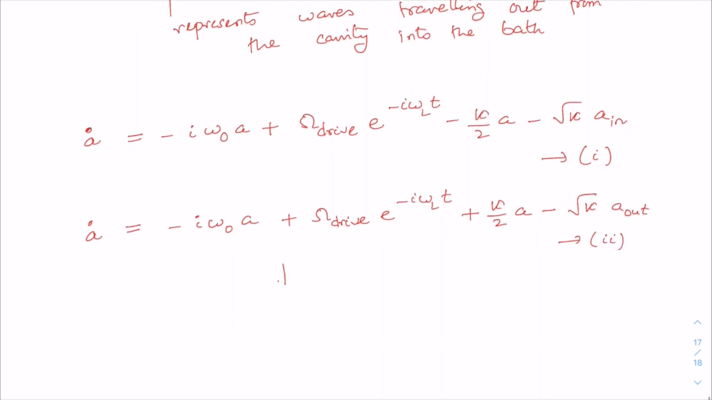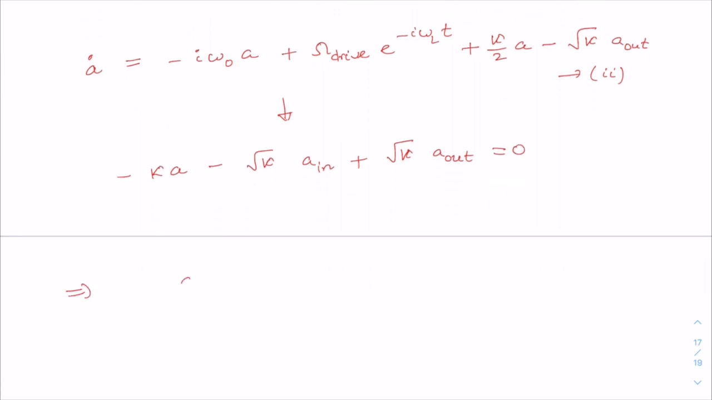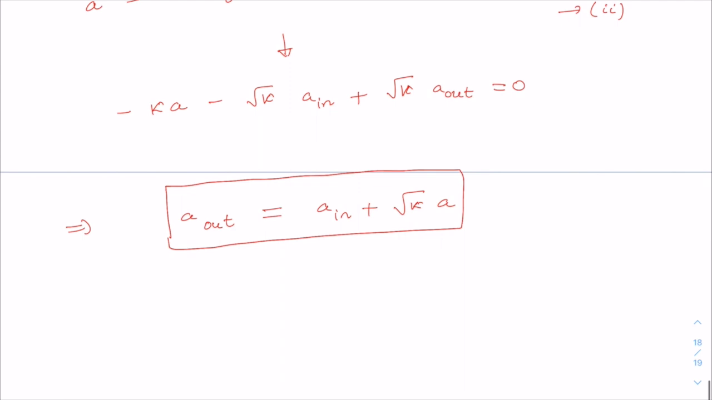Now if we subtract equation 2 from equation 1, then we will obtain minus kappa A is minus square root of kappa, you can easily see this, A in plus square root of kappa A out, that is equal to 0. And from here I get an equation for the output optical field of the cavity mode, that is A out is equal to A in plus square root of kappa A. This relation is known as the input-output relation, and it's a very useful relation, because if we can solve for the dynamics of the cavity mode A, then we can predict the observables in the cavity output.